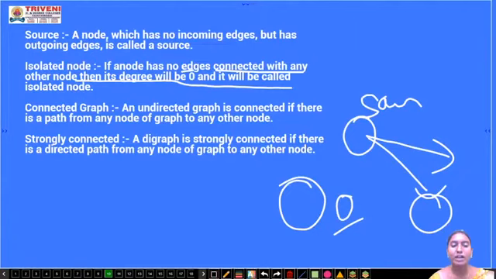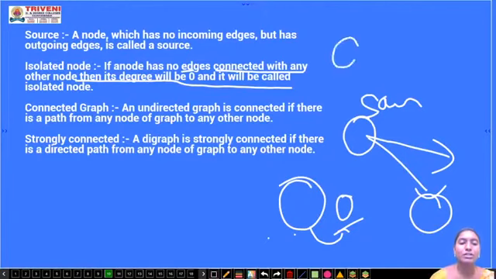An undirected graph is connected if there is a path from any node of the graph to any other node. If we can go from one node of the graph to another, we call it a connected graph. And then strongly connected graph. A digraph is strongly connected if there is a directed path from any node of the graph to any other node. A connected graph is nothing but an undirected graph in which there is a path from any node of the graph to another node.